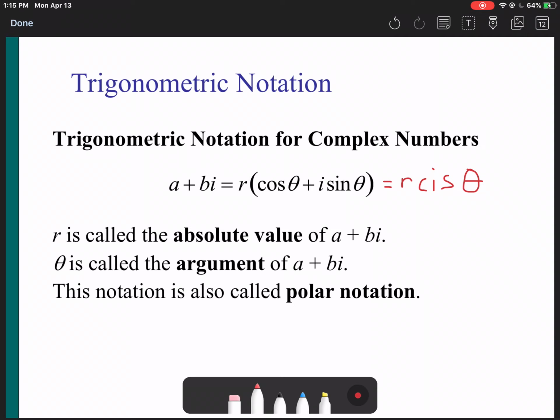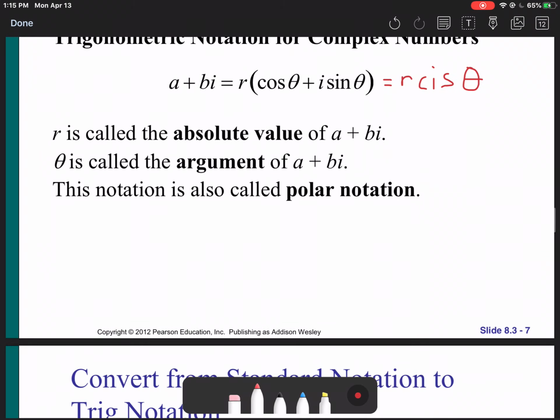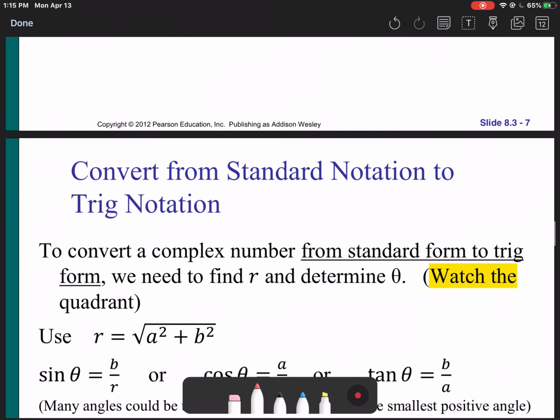Now, I don't want to use that terminology because in our next section, we're going to talk about polar coordinates and the polar coordinate system. And that's something different than what we're talking about here, so I don't want to confuse the two. But this trig form of a complex number is also sometimes referred to as polar notation, and we'll see why. There's a similarity between the notations, but I'm just going to call these the trig form, and I'll save the polar notation for the polar coordinate system, which we'll talk about later.